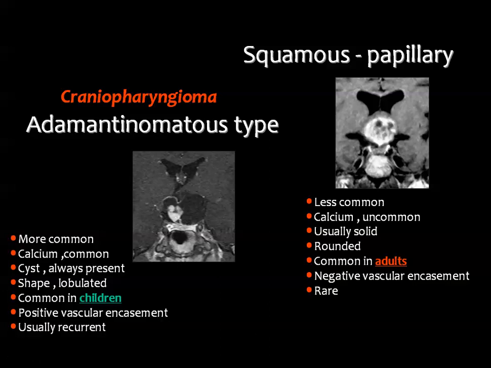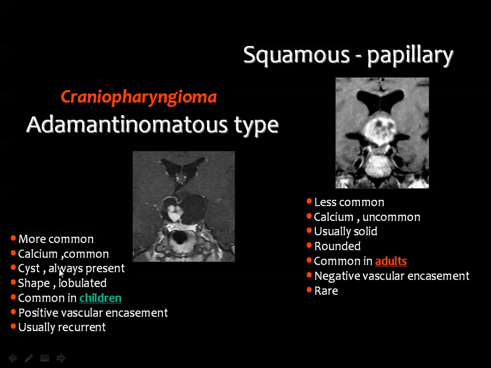The craniopharyngioma, we have three main types. The first and the commonest type is the adamantinomatous type, and this is the regular type seen in the pediatric age group. The second type is the squamous papillary type, which is usually seen in adults. And the third type is a mixture between both. The adamantinomatous type, or let us say the regular craniopharyngioma, is commonly seen in children.